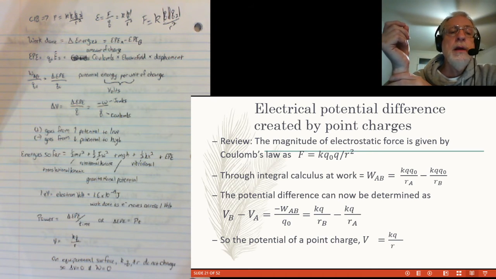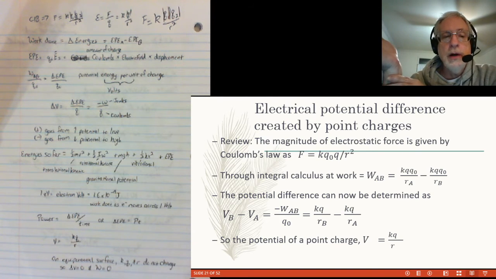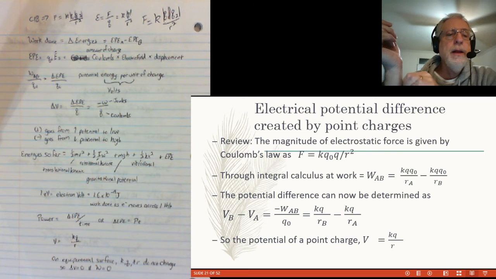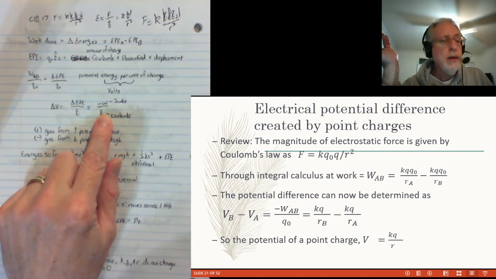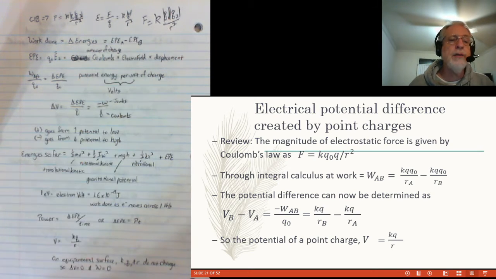So the work that you get going from point A to point B equals kQQ over r minus kQQ over r, going from A to B. Now, knowing that, I can calculate the potential difference as work divided by Q naught. But I now know that work is kQQ over r, and that Q naught is going to cancel out. So I have another way of looking at potential difference.